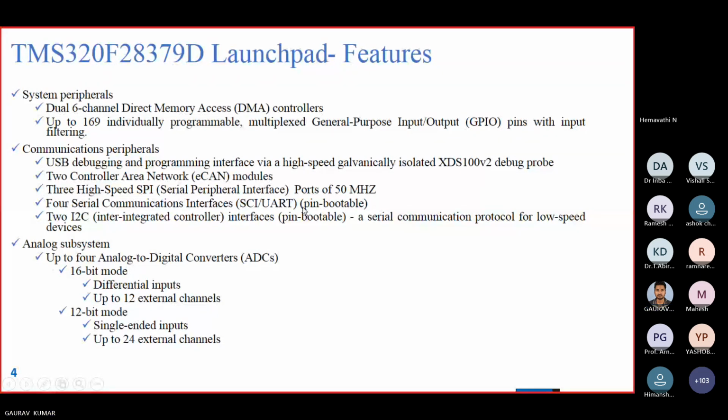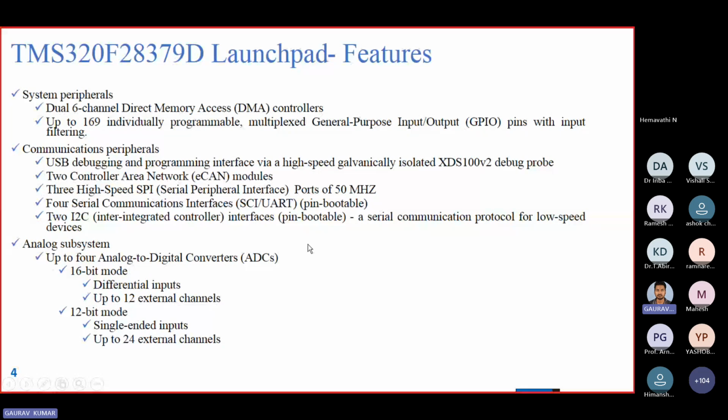Okay. The UART stands for Universal Asynchronous Receiver Transmitter. The other is two I2C, Inter-Integrated Circuit, modules, which are used for low speed device communication, like displays or sensors that are slow in nature, like pressure and humidity. So in those cases, we can use these two I2C modules to communicate with low speed devices.